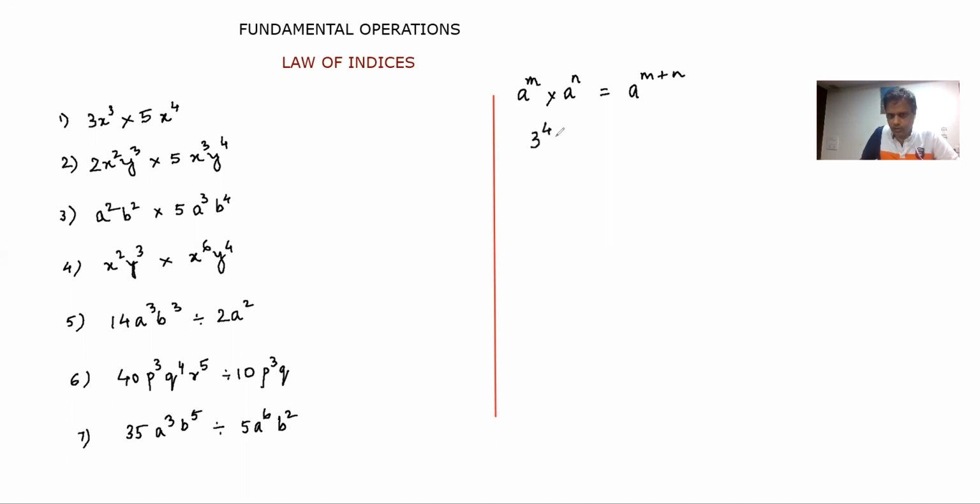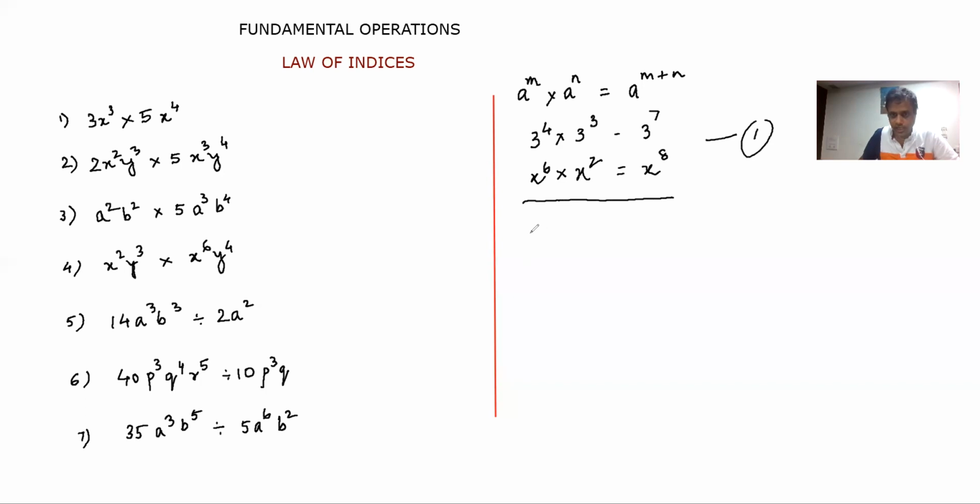3 to the power 4 into 3 to the power 3. What is the answer? You can quickly write 3 to the power 4 plus 3, which is 7. In algebra, we are reading algebra, we will talk algebra. x to the power 6 into x to the power 2. What is the answer? x to the power, the powers get added up, which is 8. This is the first law, right?